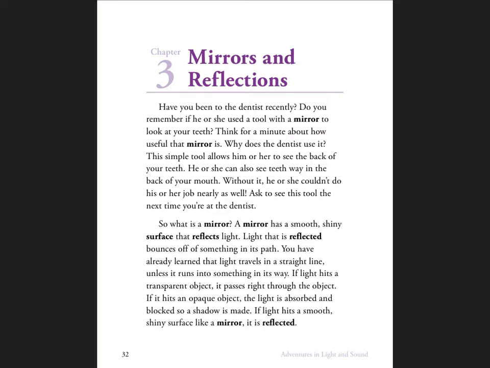A mirror has a smooth, shiny surface that reflects light. Light that is reflected bounces off of something in its path. You have already learned that light travels in a straight line, unless it runs into something in its way. If light hits a transparent object, it passes right through the object. If it hits an opaque object, the light is absorbed and blocked, so a shadow is made. If light hits a smooth, shiny surface like a mirror, it is reflected.